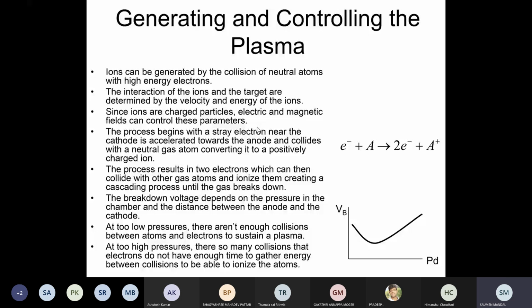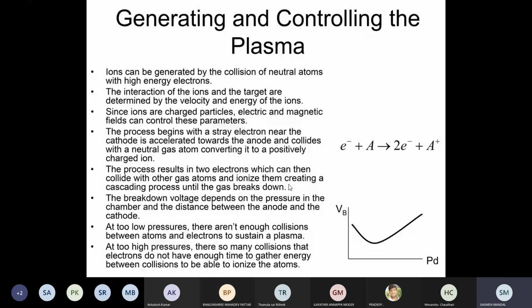The process begins with a stray electron near the cathode that is accelerated towards the anode and collides with a neutral gas atom, converting it to a positively charged ion. That is a normal process. As I told you at the beginning, the process results in 2 electrons which can then collide with fresh argon and form a series of argon plus. This cascading process continues until the gas breaks down, which means you get the maximum number of argon plus.